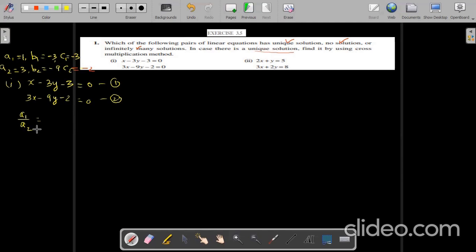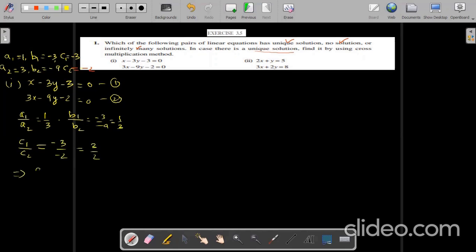So first check a1 upon a2. a1 is 1, so 1 by 3, and then check b1 upon b2. So b1 upon b2 is equal to minus 3 upon minus 9. Minus minus cancel, 1 by 3. Because a1 upon a2 is equal to b1 upon b2, now we have to check c1 upon c2 also. c1 is minus 3 and c2 is minus 2, so 3 by 2. So 1 by 3 and 1 by 3 are equal.